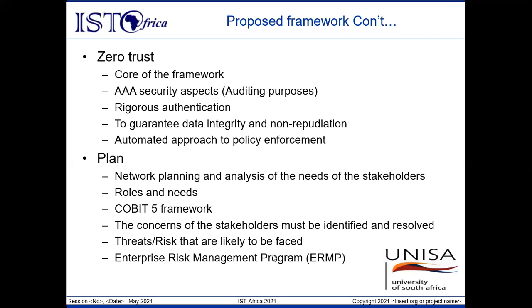The other phase that we have is called plan. At this phase, tertiary institutions are supposed to do what we call network planning and analyzing the needs of the stakeholders. For example, tertiary institutions are supposed to ask themselves here, who are our stakeholders? What roles do they have? And what are their needs? Take some of the concepts from the COBIT 5 framework.